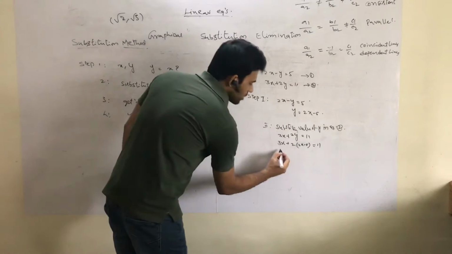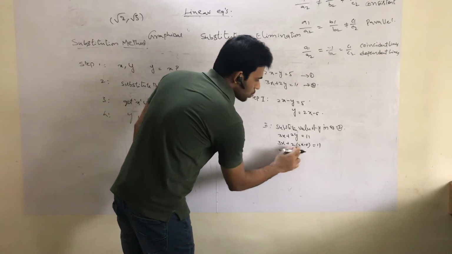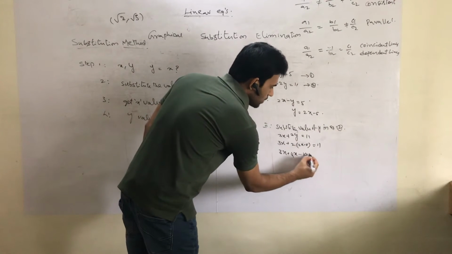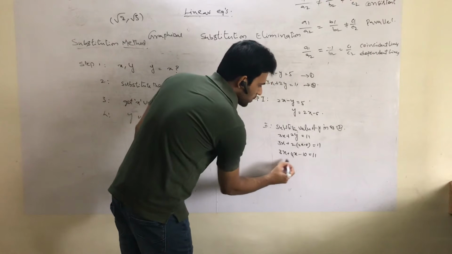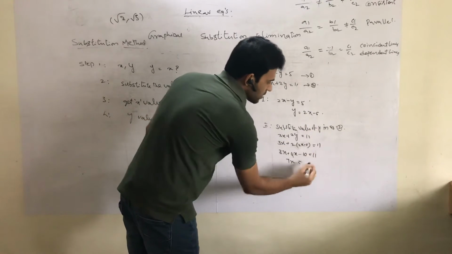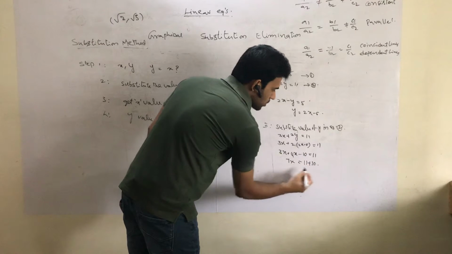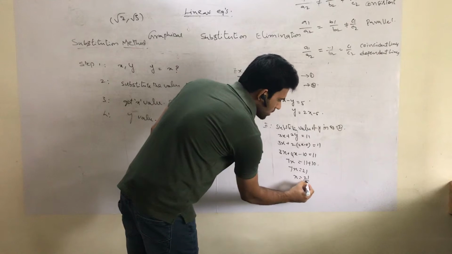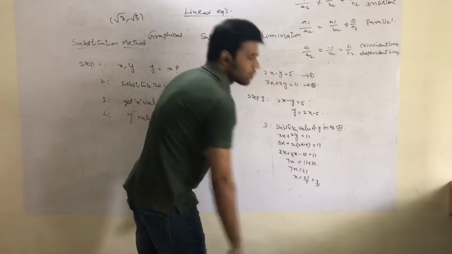Now you simplify it. So this is 3x plus 2 into 2, 4x, 2 into 5, minus 10, equal to 11. So 3x plus 4x is 7x minus 10. I will send this minus 10 to that side, that becomes 11 plus 10. So that becomes 7x equal to 21, and x equal to 21 by 7, which is equal to 3.